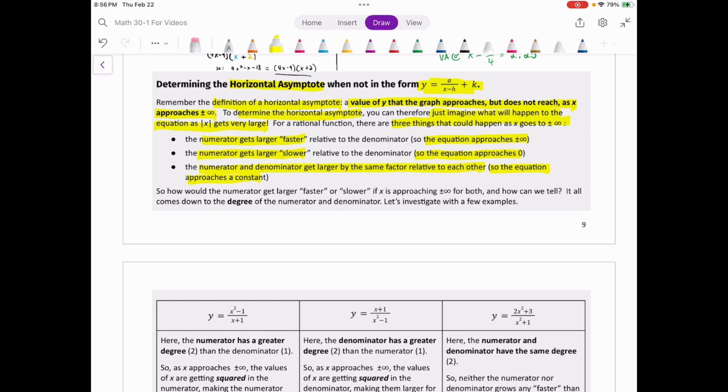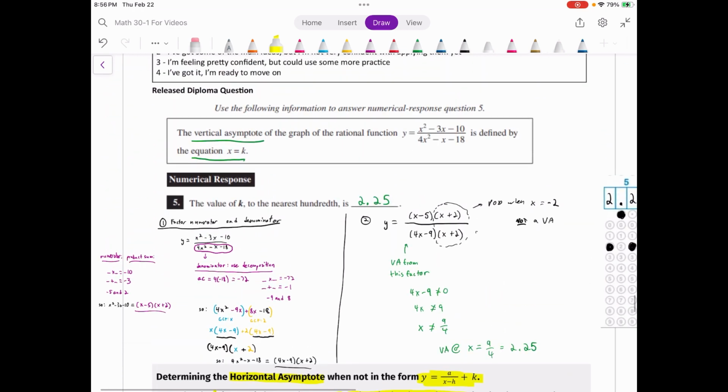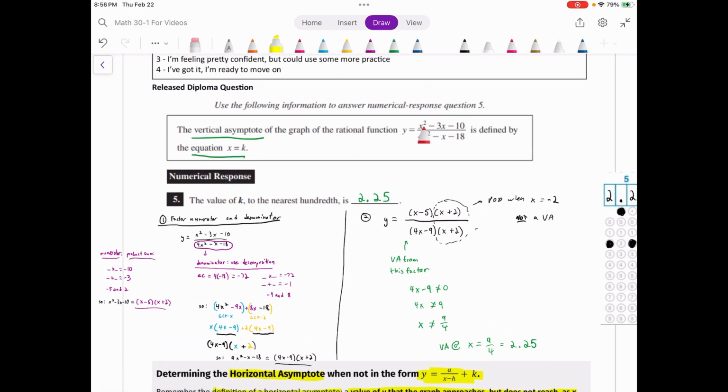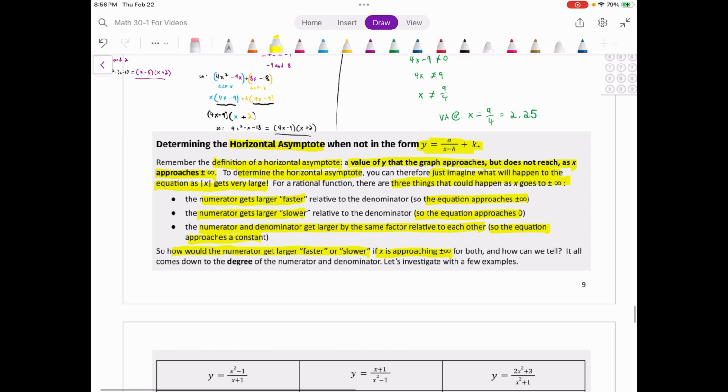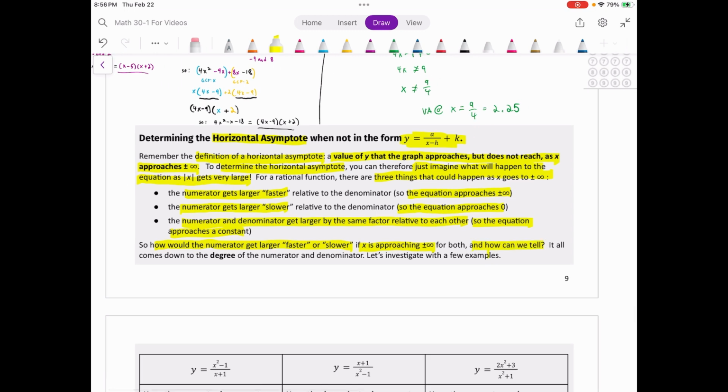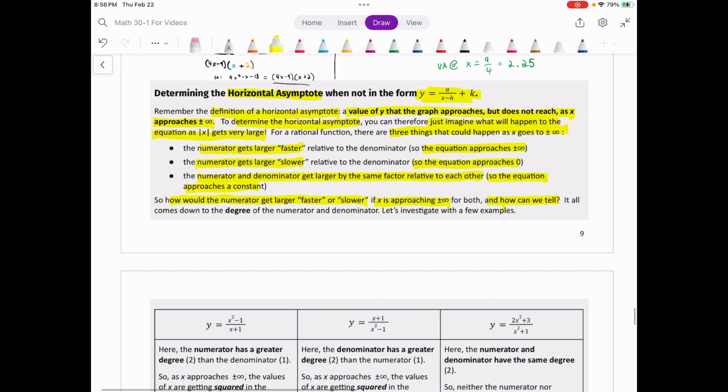Okay? But you might be saying, so how would that happen though? How would the numerator get larger faster or slower if x is approaching plus or minus infinity for both the numerator and denominator, right? Both of these are going to infinity as x does, so how could one be faster or slower? And if they're the same, what does that mean? Okay, how can we tell? Well, we've kind of thought about this before when we talked about the effect of the leading coefficient and the degree on a polynomial function. It's actually a similar thing. It's all going to come down to the degree of the numerator and the denominator. Let's investigate this.